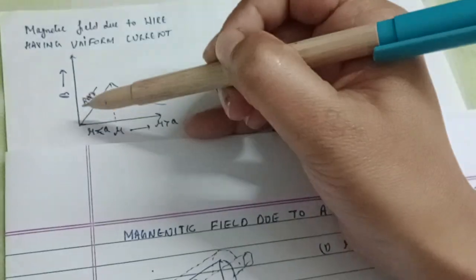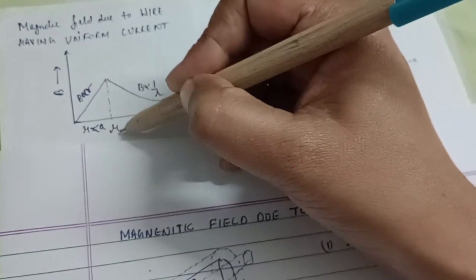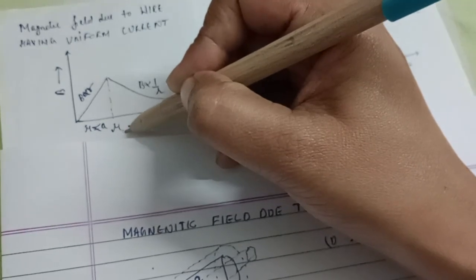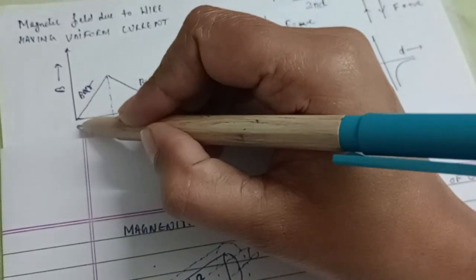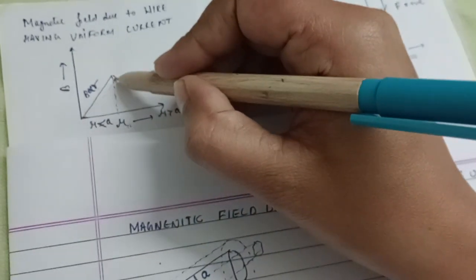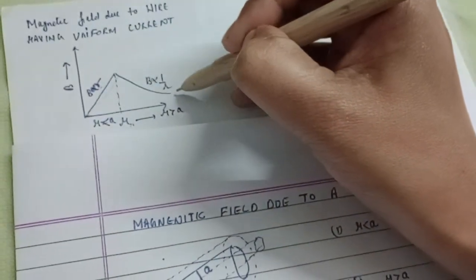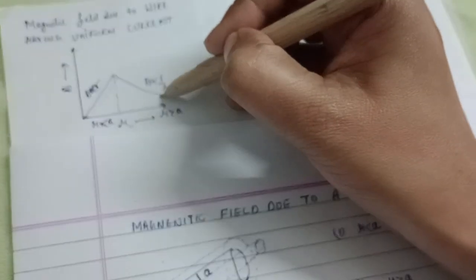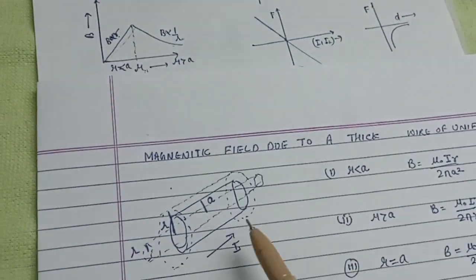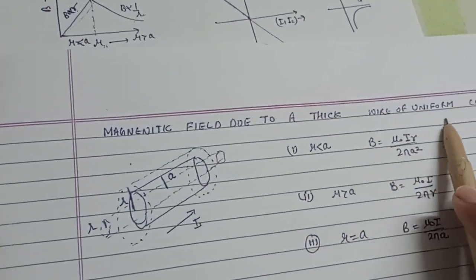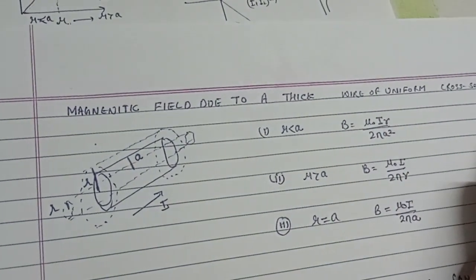First graph is between magnetic field and distance r, or you can say radius. B is directly proportional to r for this region and B is inversely proportional to r for this region. What is the topic for this? The topic for this is the magnetic field due to a thick wire of a uniform cross section.